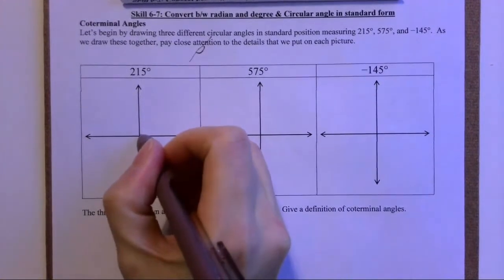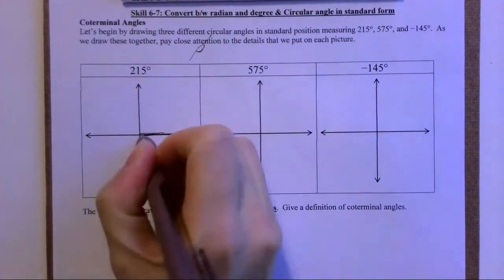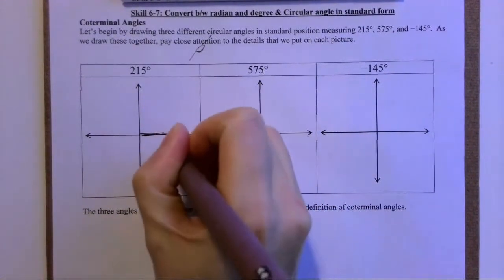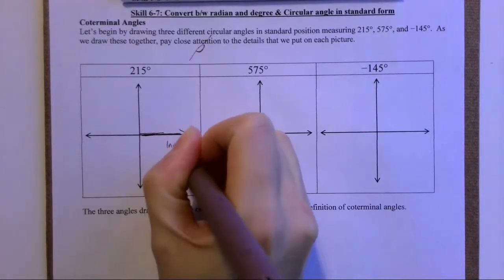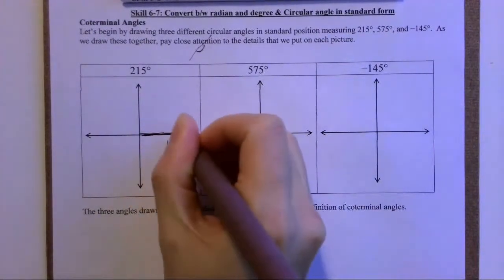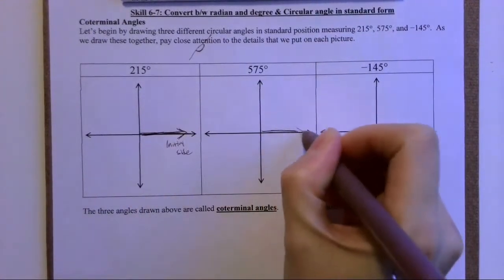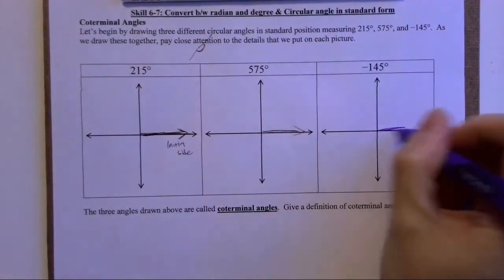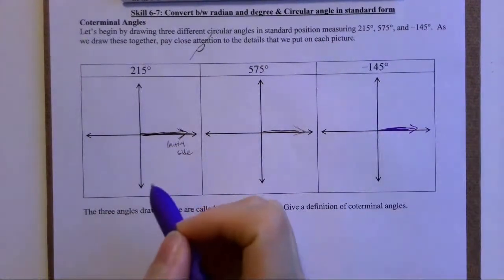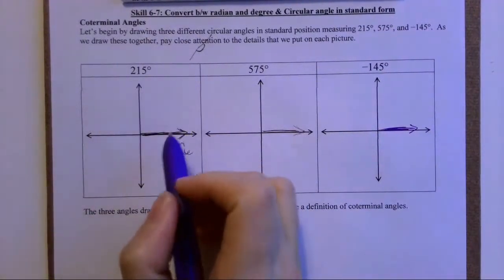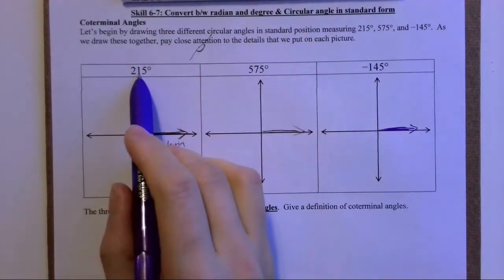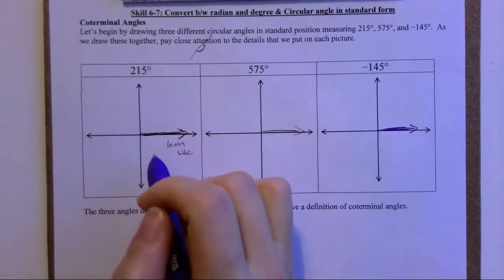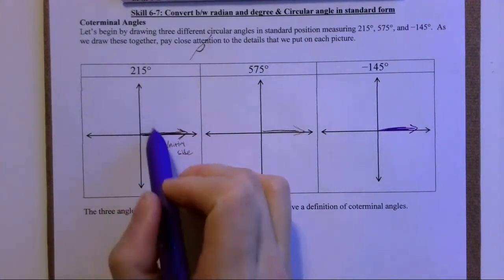When you draw an angle in standard position, it always starts with the initial side. And it's always going to be the positive x-axis. It always starts over here, okay? Initial side, all initial side, okay? And then this is the positive angle. When it's a positive angle, you're going to go counterclockwise, going up, okay?